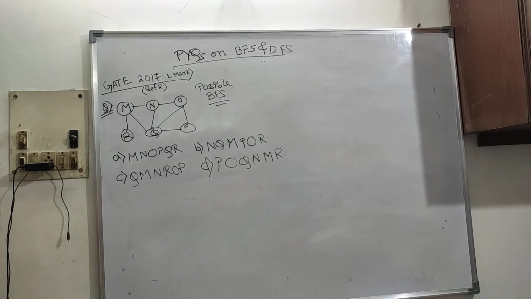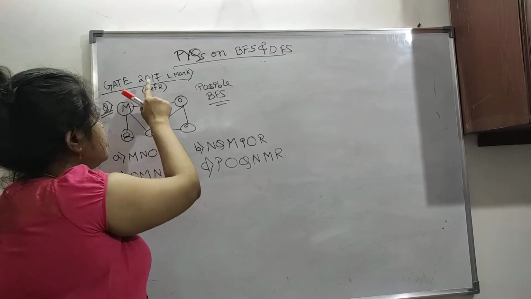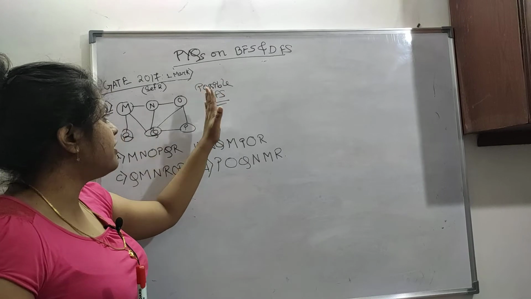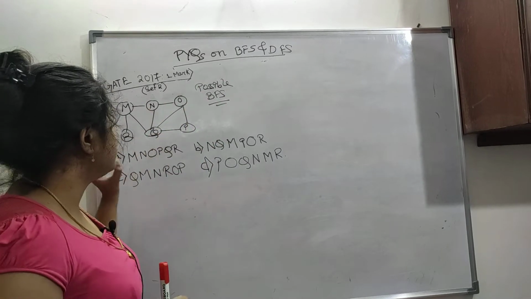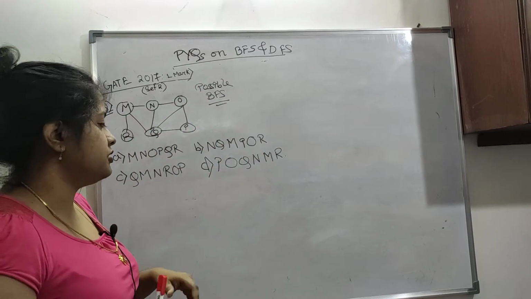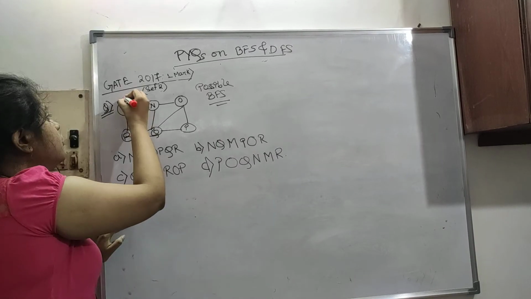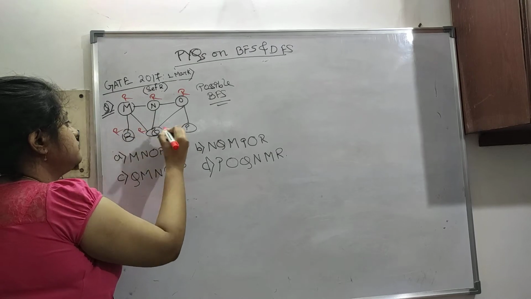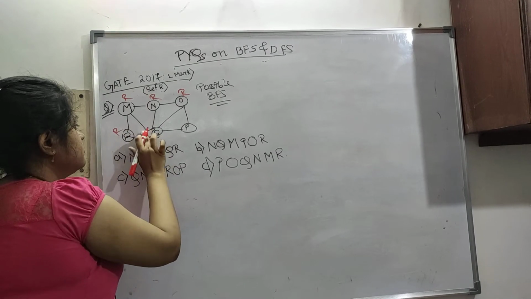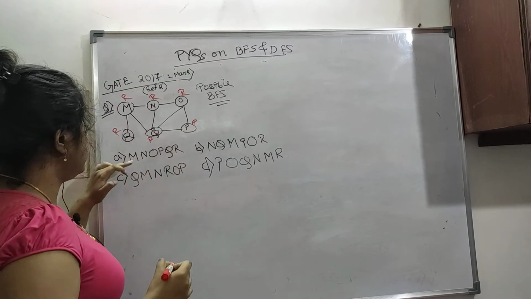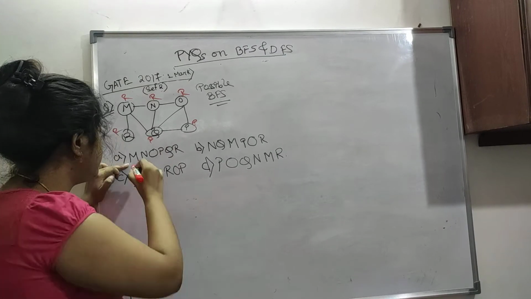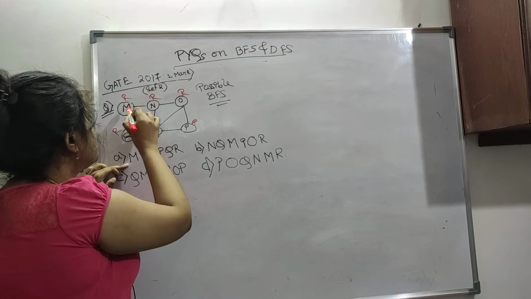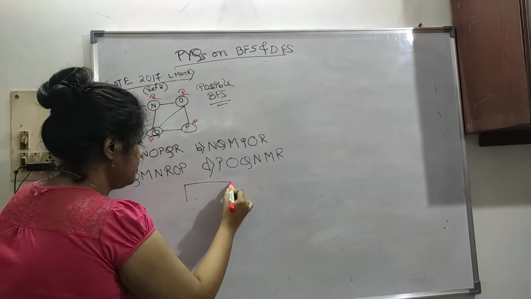So now this is another GATE question. It was asked in GATE 2017, 1 mark question. Same way you have to find out possible BFS traversal from this given graph and this given options. So let's see. So what we do, we put ready status in all the vertices. Now let's see. This is our first option, M, N, O, P, Q, so M is our starting vertex.